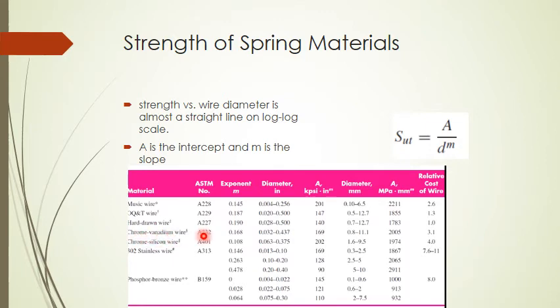So chrome vanadium material has a high cost, 3.1. In a similar way, chrome silicon wire has 4.0. In a similar way, you can see different other types of wires. Phosphorus bronze wires have high cost, and you can see that it has a similarly high relative cost of 8. So in this way, we can calculate the strength of the spring, and the different properties have been tabulated in standard tables.